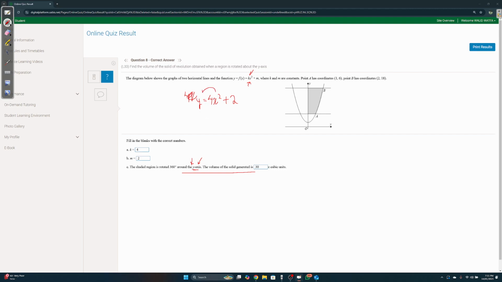That means you have to make it in terms of y. How to make it in terms of y? Take 2 to the other side. It's going to become y minus 2 equals 4x squared. Divide by 4 on both sides. You're going to get y minus 2 over 4. And square root both sides. You're going to get root of y minus 2 over 4.